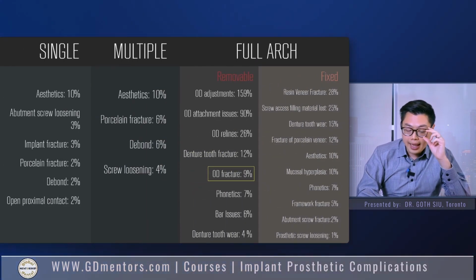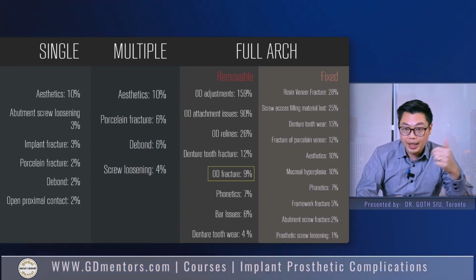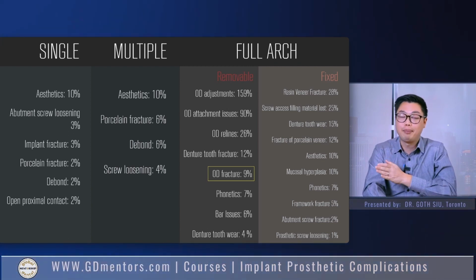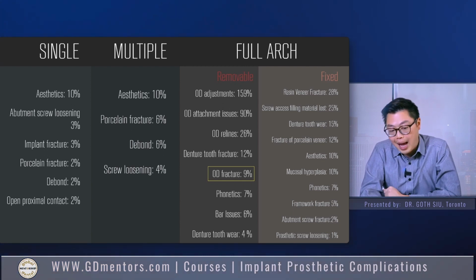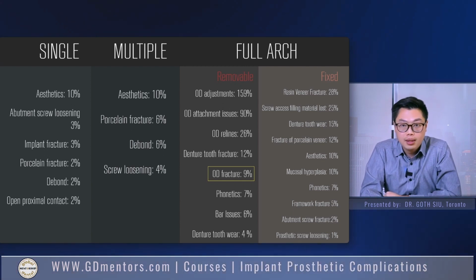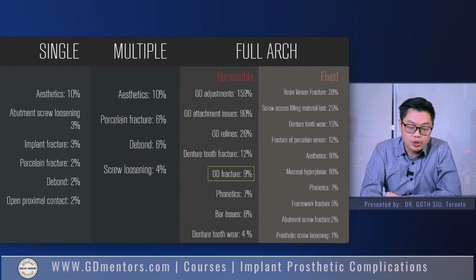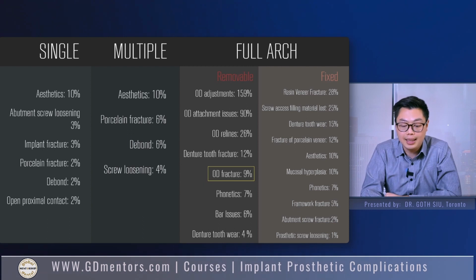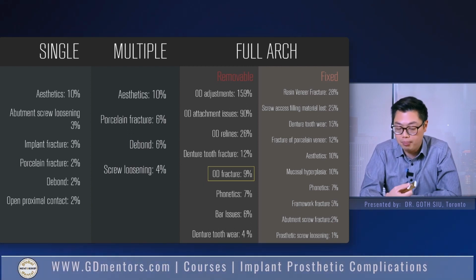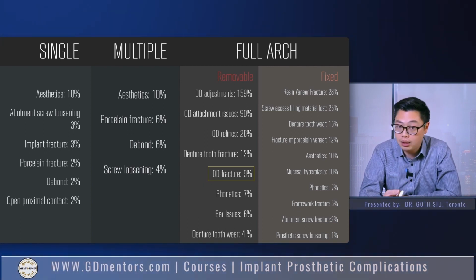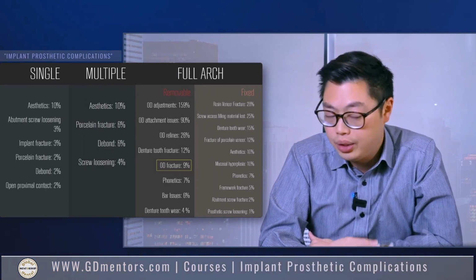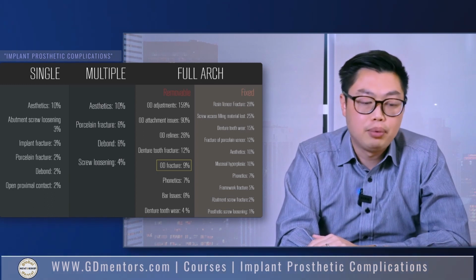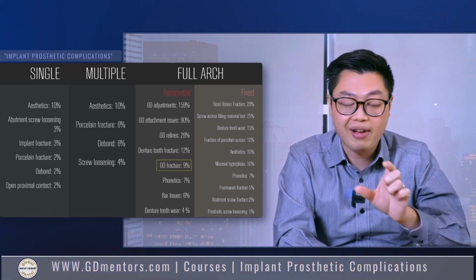Getting close here to the end, overdenture fractures, basically the entire prosthesis snapping in half, happen 9% of the time. One very simple way to prevent this is putting a metal substructure in the overdenture, right? On the upper jaw, most people already do this. If their implants are on the canine or premolar sites, upper overdentures can be made in a horseshoe fashion.